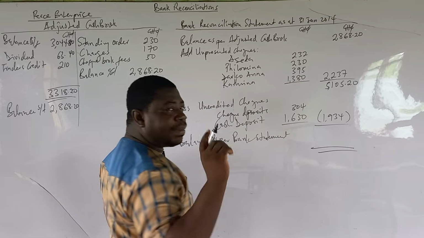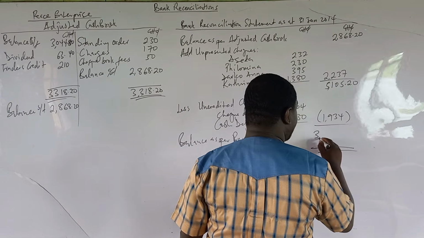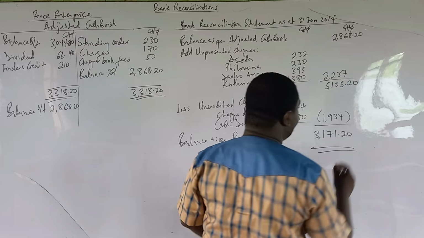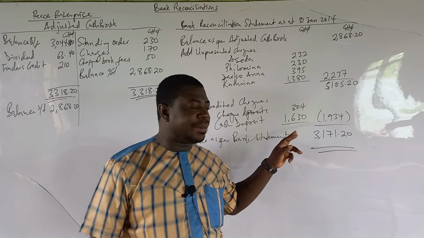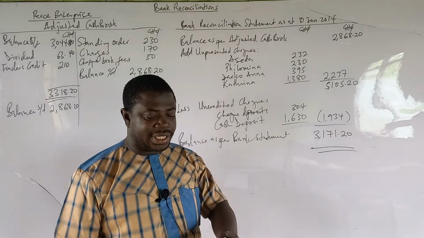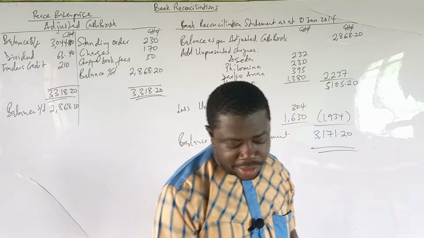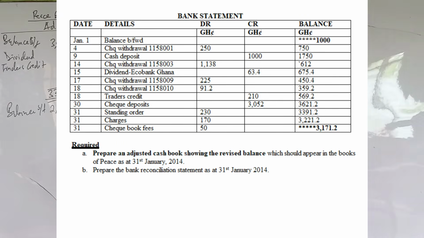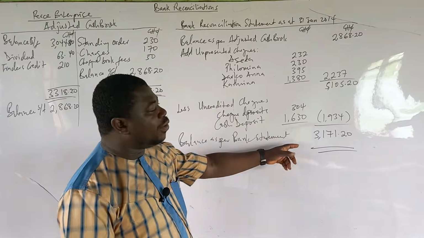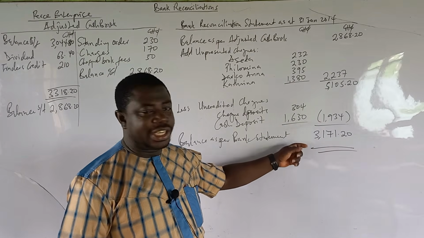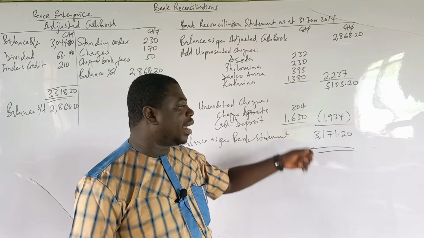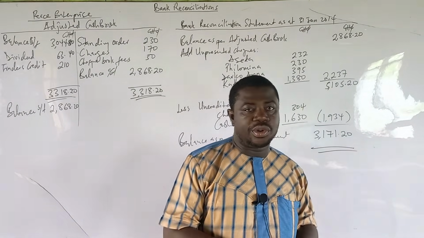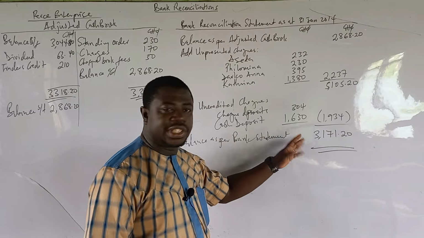And ladies and gentlemen, the balance as per bank statement is 3,171.20. Now, this is the balance as per bank statement. Let us go back to the question and look at the balance as per bank statement down there. If you look at the bank statement, you can see that on the last line, the extreme right, there is a final closing balance of 3,171.20. And that is exactly what we have gotten here in the bank reconciliation. So if you finish solving and you don't get the same bank balance, it means you made a mistake. There is something wrong somewhere. That is the reason why we say you are reconciling.